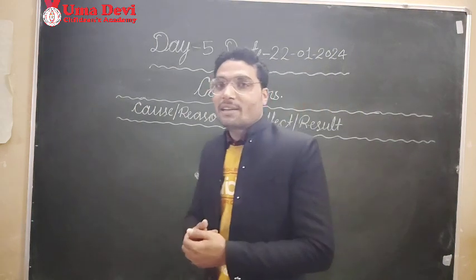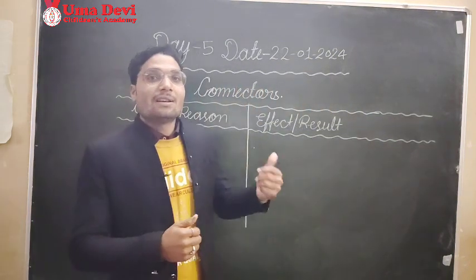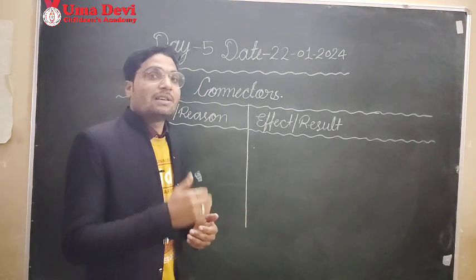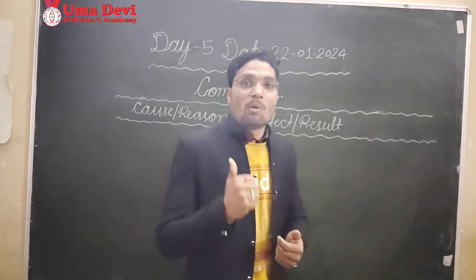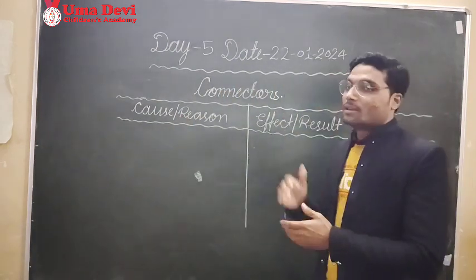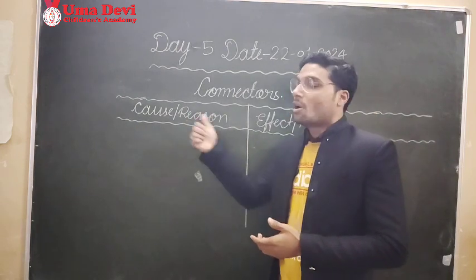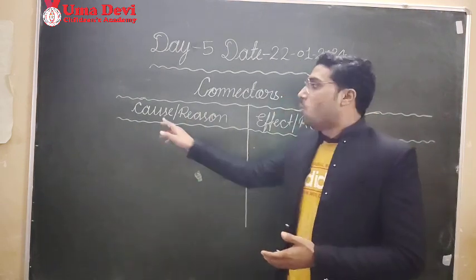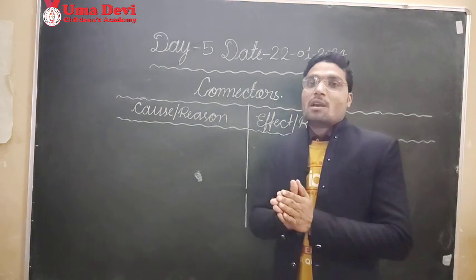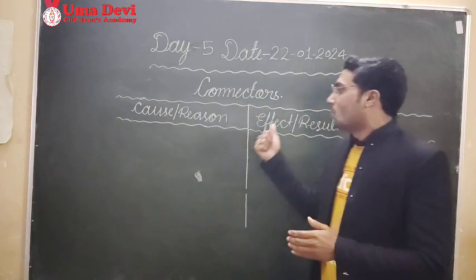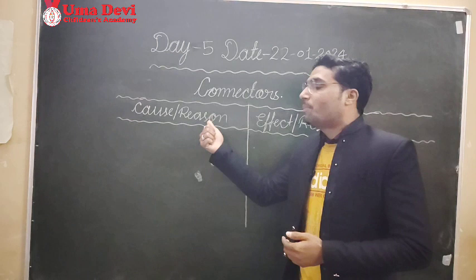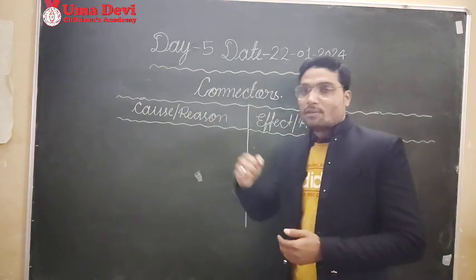There are so many connectors, but in your syllabus there are 3 connectors of cause and 3 connectors of effect. It means there are 2 types of connectors. Number 1 is cause or reason. Number 2 is effect or result. Let's understand what is cause or reason. It means why something happens, what is the reason behind something happening. And result is the outcome of that particular cause or reason.